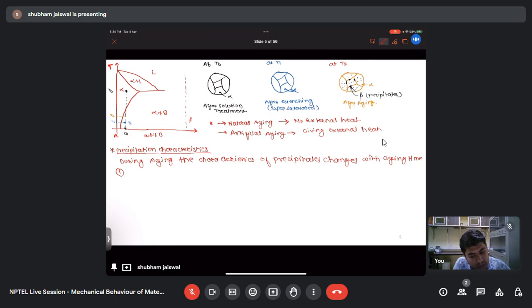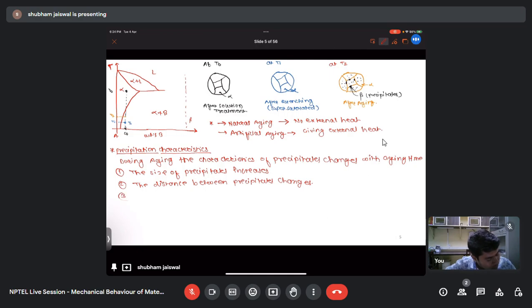The first one is the size of the precipitate increases. The second one is the distance between precipitates changes, and the third one, that is the interface between the precipitate and the matrix, will also change.